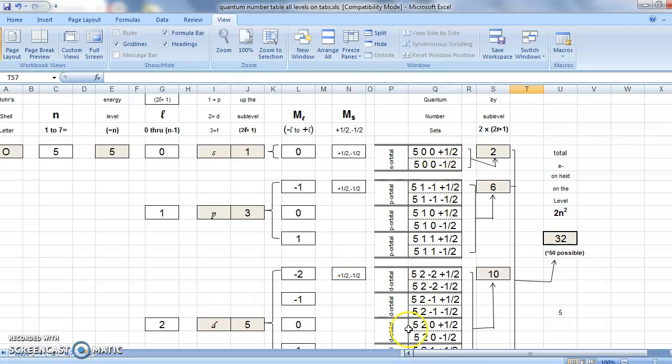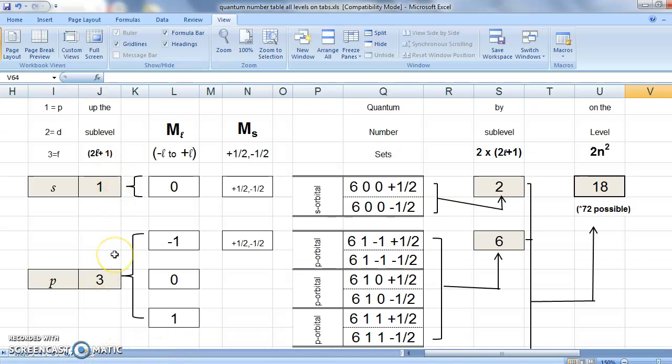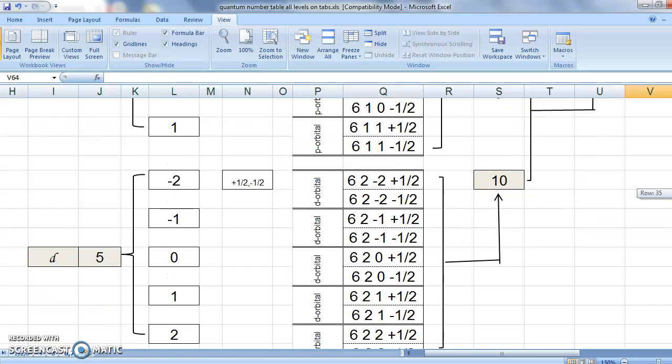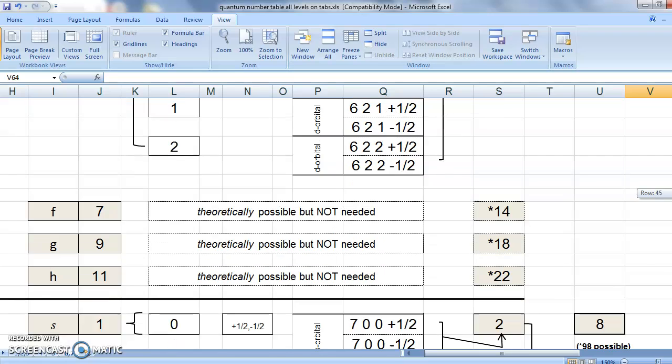We can also see how the fifth level looks on this tab and the electrons that are on the fifth level. We can also see the sixth and the seventh level on this tab. So this thing works out all the possible quantum numbers for any electron found in the atom. Notice once again that not all of the sublevels are used because no atom has that many electrons that we need all these sublevels.